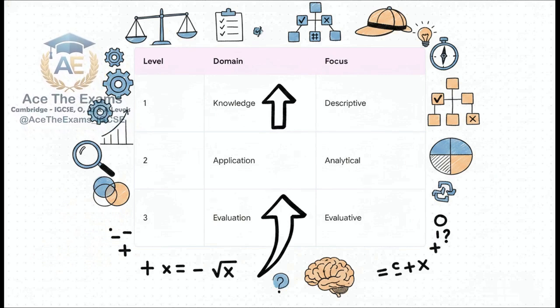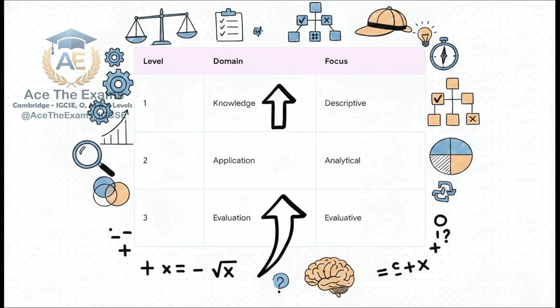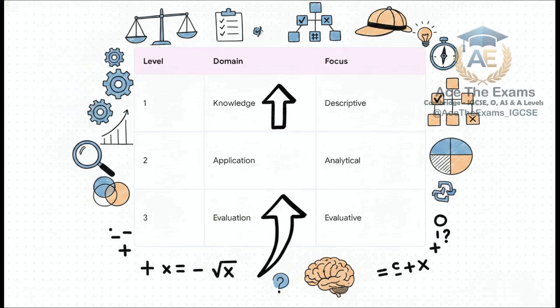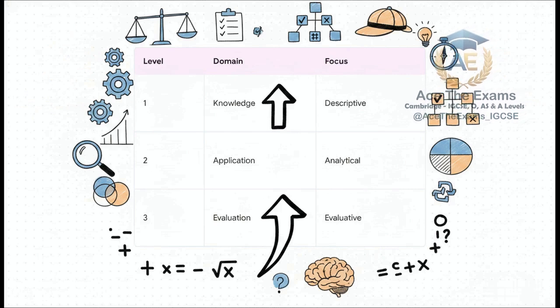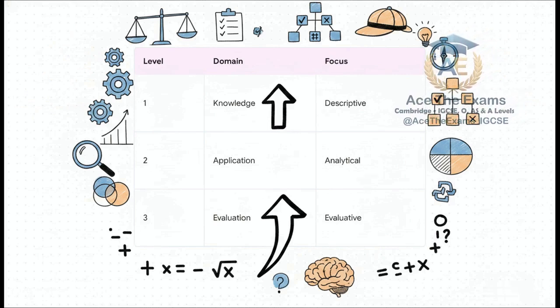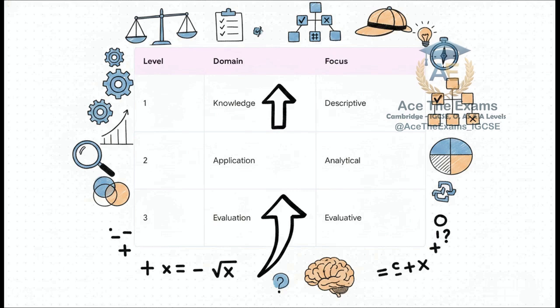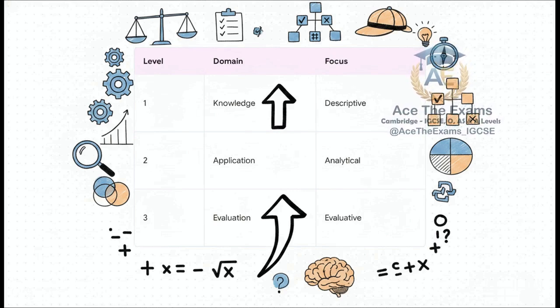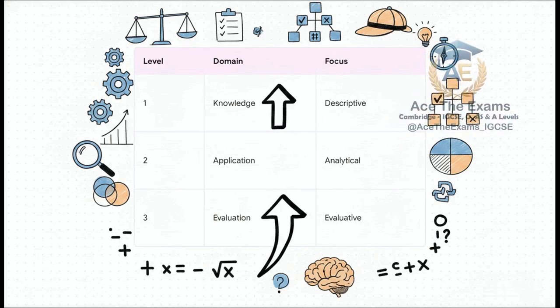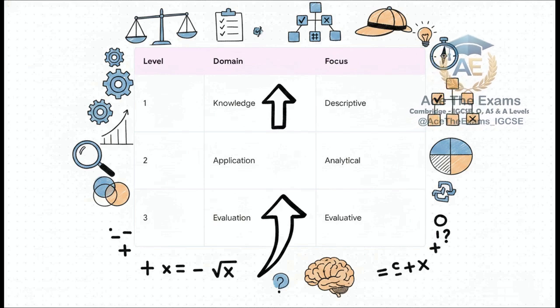But the ultimate goal, the place where the elite grade boundaries are decided, is level 3 evaluation. These higher order objectives demand that you interrogate that stationary point. You have to run it through the second derivative test, finding d2y by dx squared. You must provide a rigorously justified conclusion on whether that specific point is a maximum or a minimum, entirely based on whether your final evaluation yields a negative or a positive result. If you stop at level 1 or 2, you are leaving the most valuable marks on the table.